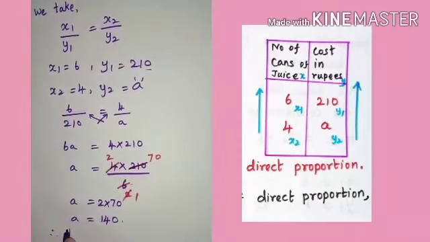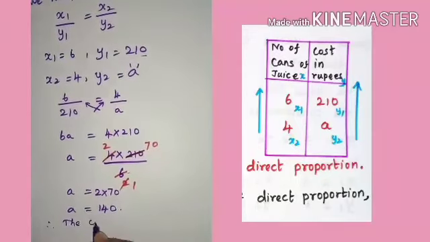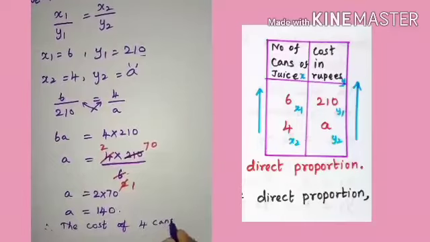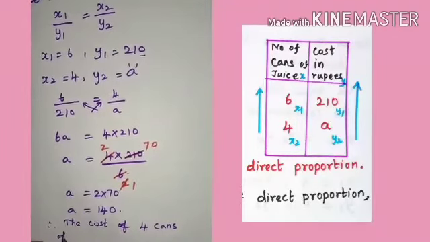Therefore, the cost of 4 cans of juice is equal to 140 rupees.